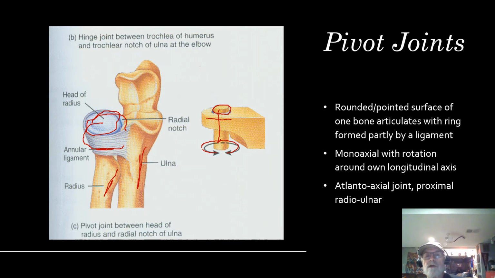It's monoaxial because it's only working in one direction. It only is that rotation around that long axis. Here's the long axis becoming this way. It's only the rotation around that. We see this also at the atlantoaxial joint.